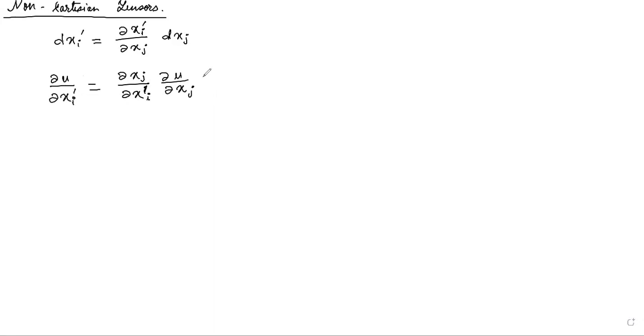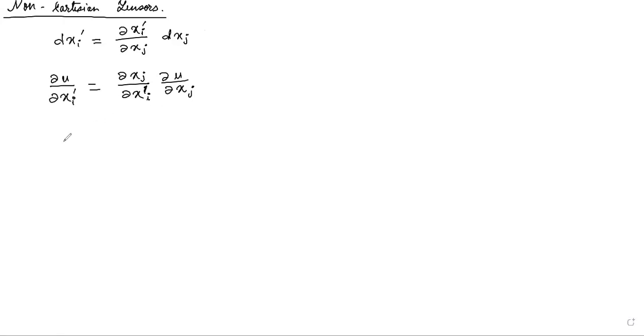Okay, so the second equation shows how the partial derivatives of a function u transform under the coordinate transformation, and the first equation shows how the differentials of the coordinates transform under a coordinate transformation. It's a general coordinate transformation, not necessarily restricted to Cartesian coordinates. Okay, so let us compare these two equations with the transformation of a Cartesian vector.